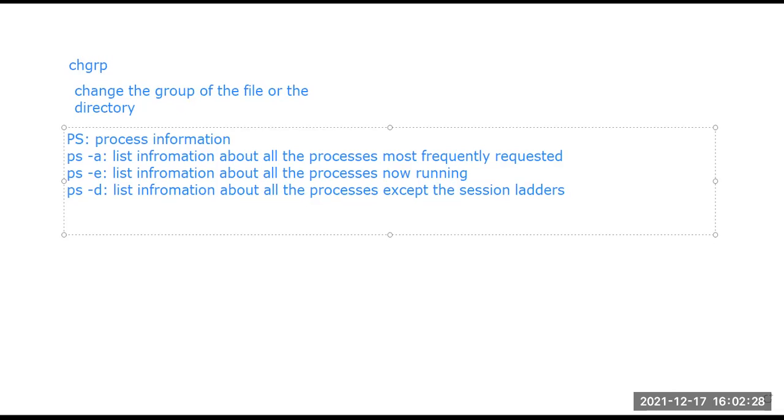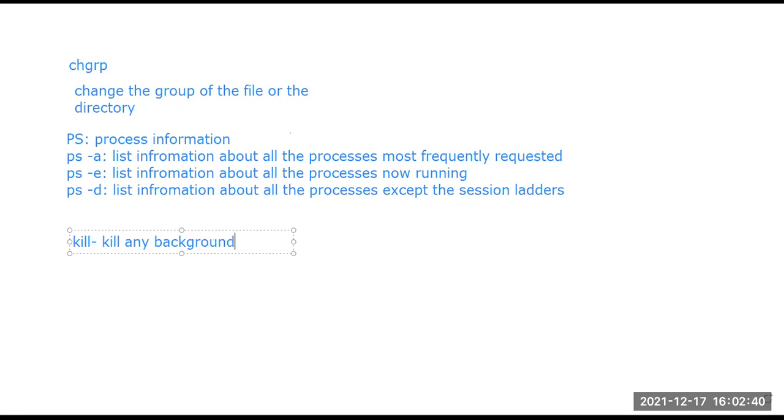Then by what command can we kill any background processes? That is by using the kill command. This kill command will help us to kill any background processes.